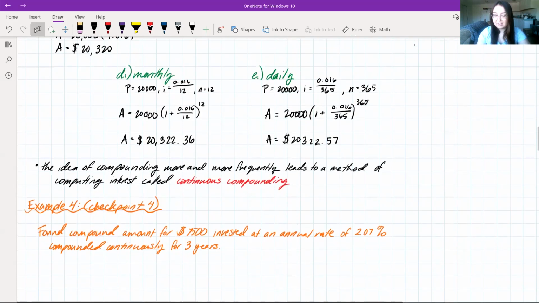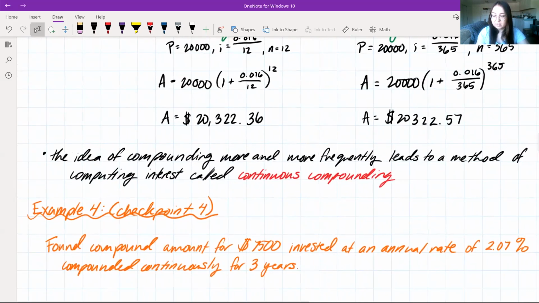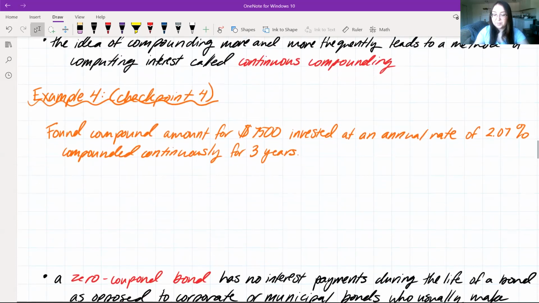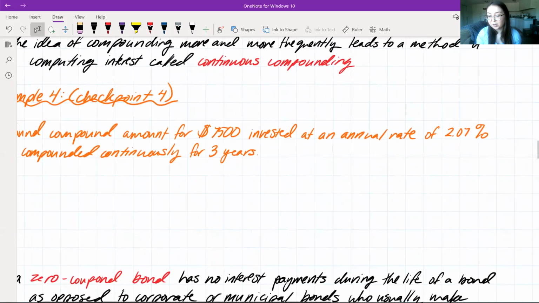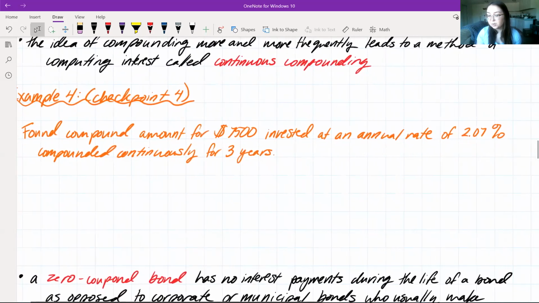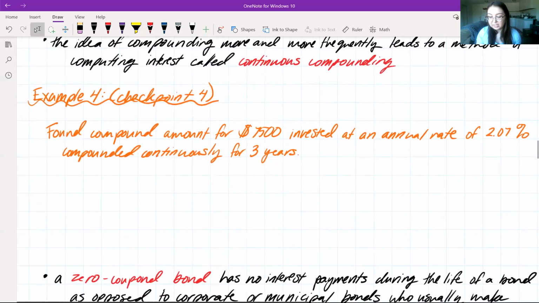All right. So we have the idea of compounding more and more frequently leads to a method of computing interest called continuous compounding. So since people have seen now that compounding more times a year will get you more money, they decided to make up this new theory called continuous compounding. And so we want to find the compound amount for $7,500 invested at an annual rate of 2.07%, compounded continuously for 3 years.